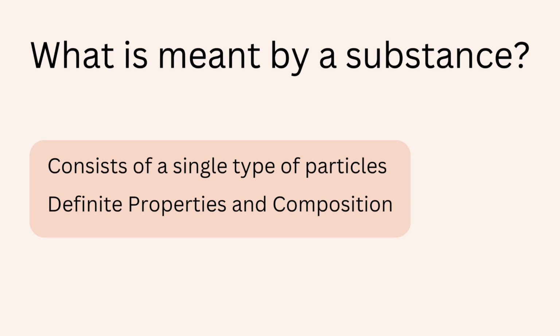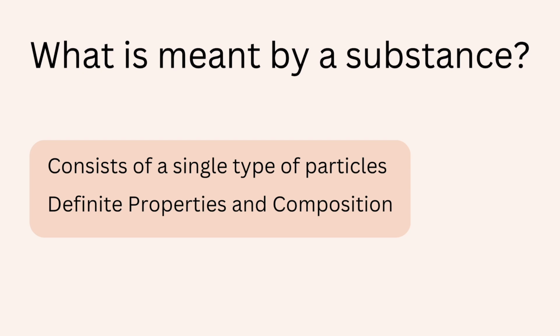So the first question is, what is meant by a substance? A substance is something that contains a single type of particles. In the sense, you can tell it is chemically pure. It has only a single type of particles and they have definite properties and composition. So unlike a mixture, they have definite properties and composition. That is what a substance is.